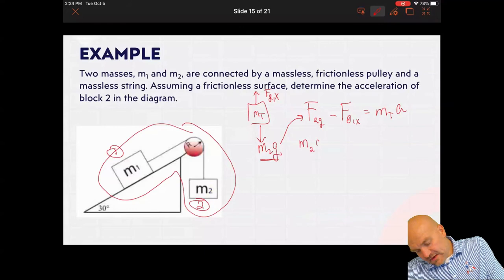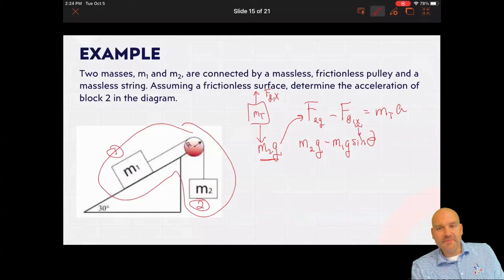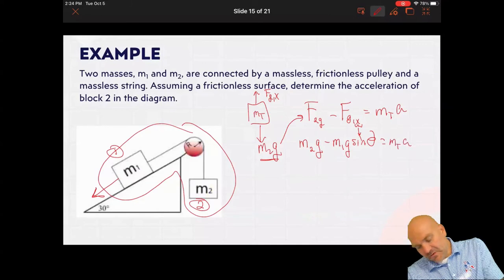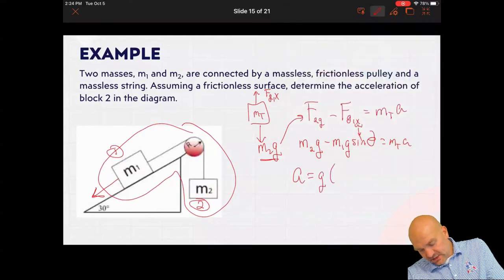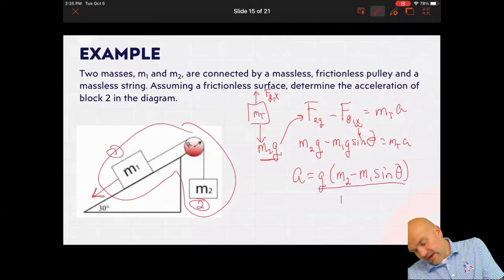And so I'm going to have M2G minus M1G sine theta. We have to use sine theta because this is the X component. That's the only thing that's trying to accelerate this down the incline, the only one that's pulling it down the incline. And it's going to equal the total mass times A. So let's clean it up a little bit. My acceleration is going to be G times (M2 minus M1 sine theta) divided by (M1 plus M2).